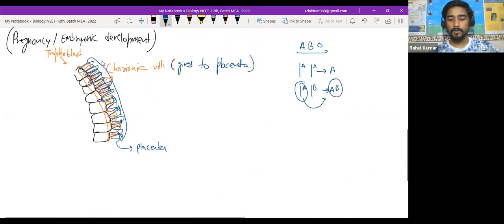Very good. Now write down the next thing: the functions of placenta. Write down what are the functions of placenta.